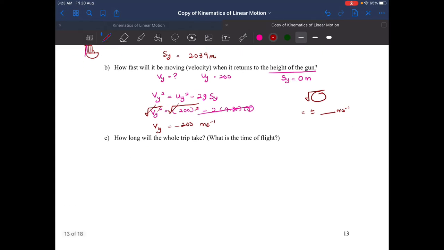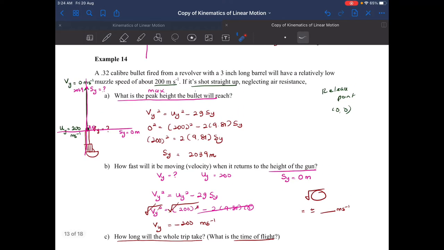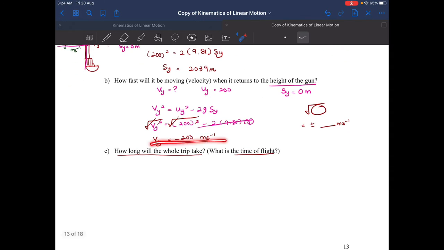And then it asks, how long will the whole trip take? So it means it wants the time of flight. So it wants the time from here, going up and then coming back down. So same again, we are talking about this height of the gun position, so we know SY equals zero and VY we already got earlier equals negative 200.